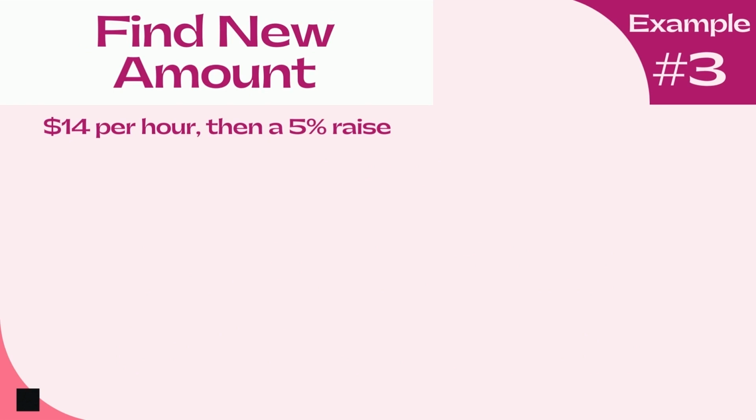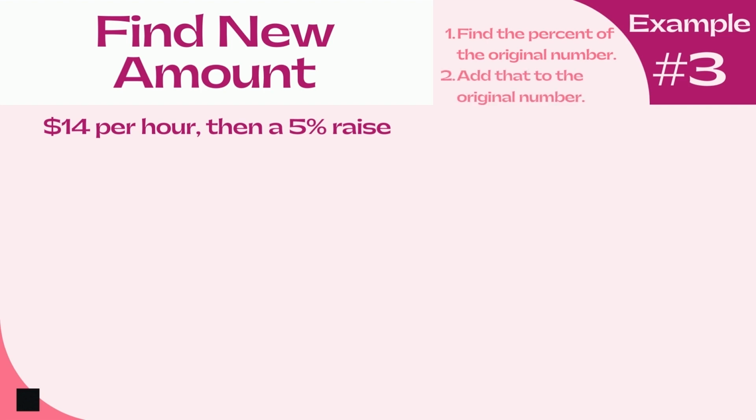We'll try one last example, example number 3. This time we're going to find the new amount. So what we know is the original amount and the percent of change. In this situation, someone makes $14 per hour, but then they get a 5% raise. A raise is an increase. There are 2 main steps to finding the new amount. First, find the percent of the original number, then add that to the original number.